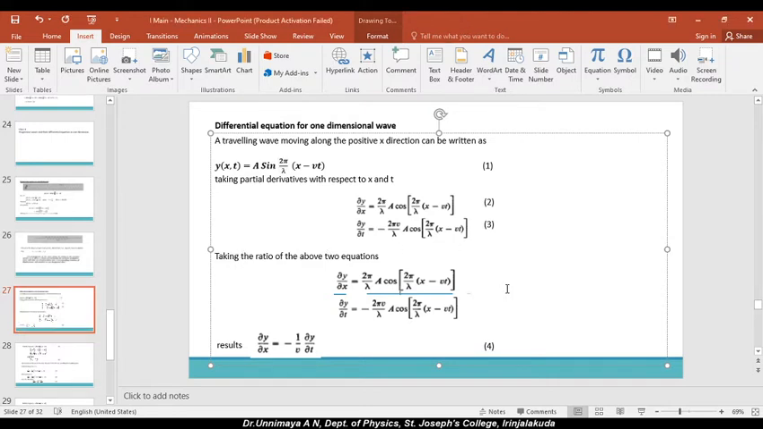Okay, 2π/λ (x − vt), then only we get this relation, that is y = a sin 2π/λ (x − vt). We differentiate, so ∂y/∂x is equal to 2π/λ a cos 2π/λ (x − vt). We differentiate only with respect to x, so differentiating sin we get a into cos 2π/λ (x − vt) into the coefficient of x, 2π/λ. So you will get 2π/λ a cos 2π/λ (x − vt).